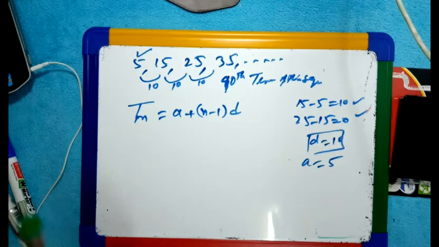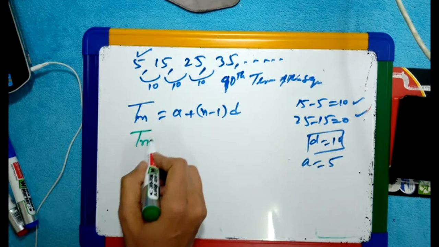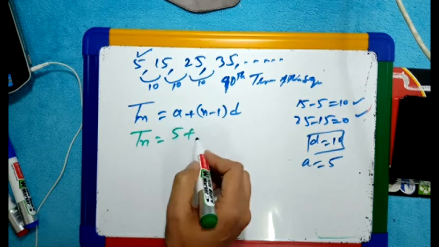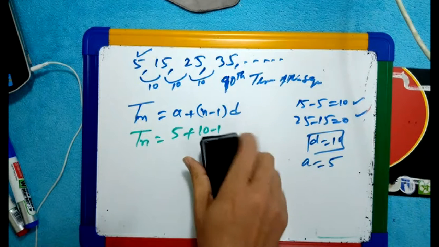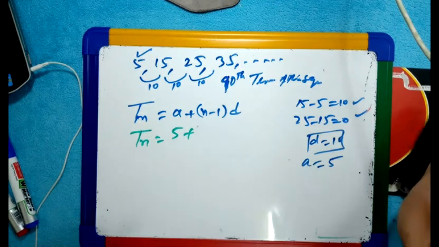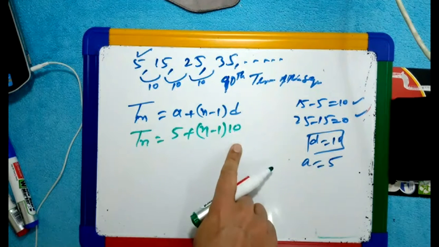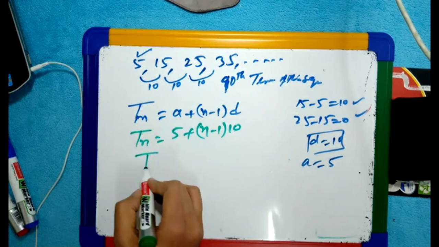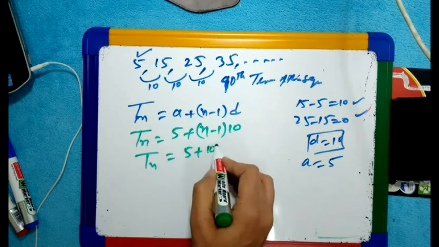A is the first term, and D is the difference. So what will the general formula be? 5 plus n minus 1 times 10, where n is the term you need to find. So finally your formula becomes 5 plus 10n minus 10.